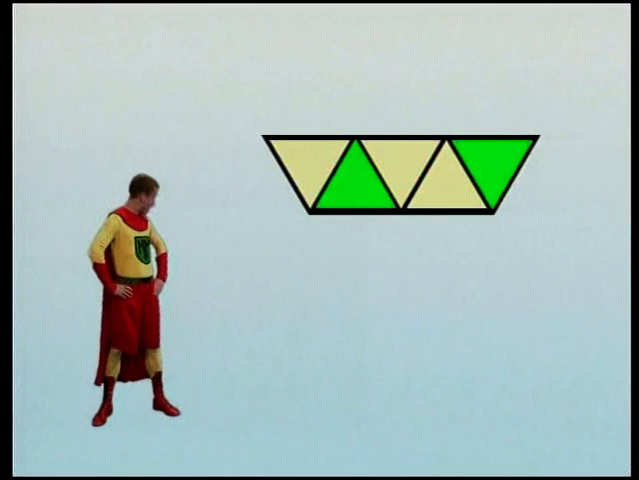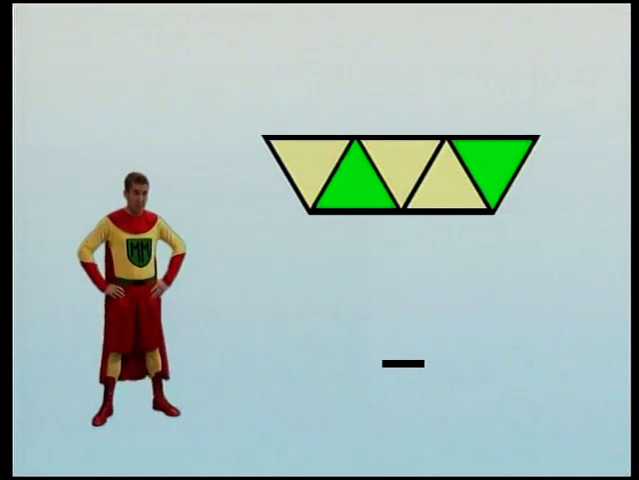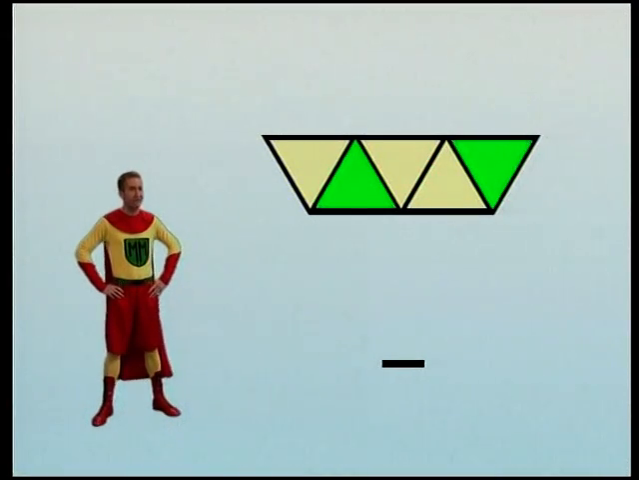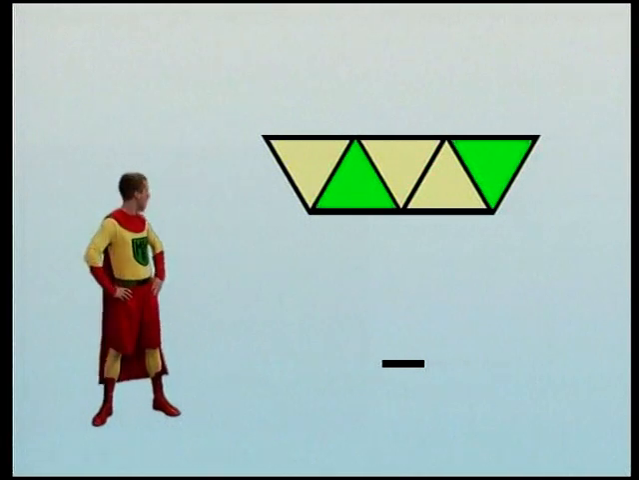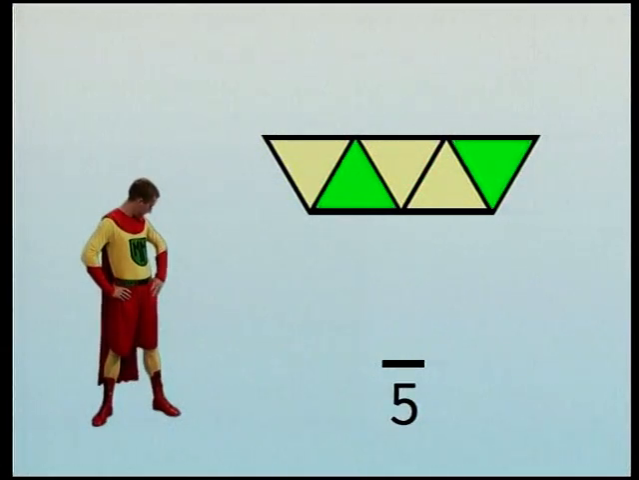Right. First my dividing line, and now for the bottom number. That's the denominator. I say the rhyme. Join in with me. How many equal parts can you find? Write this under the dividing line. Well, there are 1, 2, 3, 4, 5 equal parts. So the 5 goes under the dividing line.